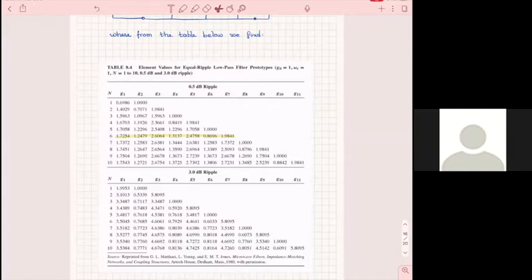Okay. Now, therefore, I saw here that I am at 6 sections. What is interesting in this particular case is that my 7th section is not a section. My 7th element, which is my load, is not 1 anymore. That's okay. That's not a problem. That means that this filter, to perform at its best, needs a load different than 50 ohms.